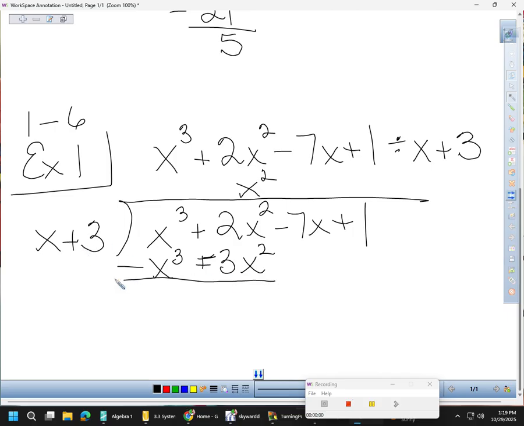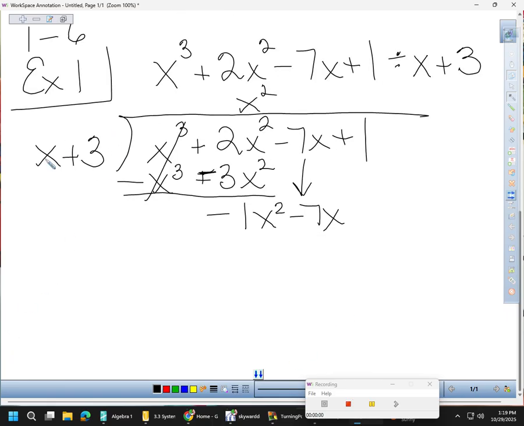Then I said, draw your line, now we're going to subtract, so we're going to change our signs. So I have x to the third and negative x to the third. They cancel out. I have 2x squared, and negative 3x squared is negative 1x squared. So just like in long division, now I'm going to bring down my minus 7x.